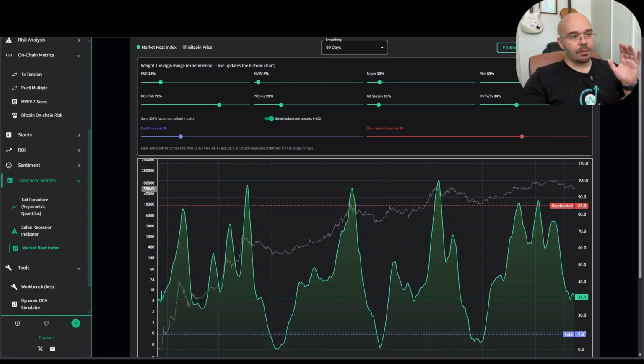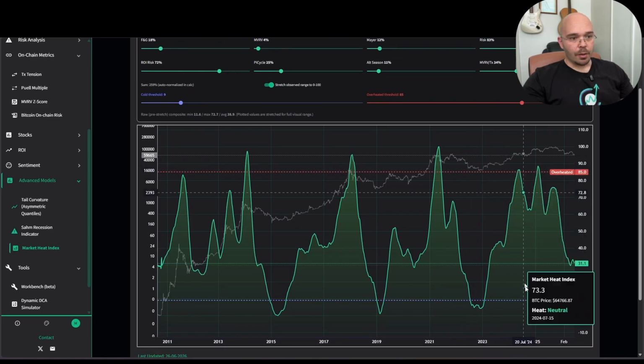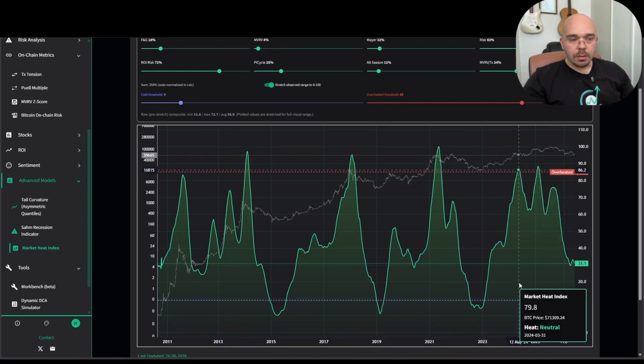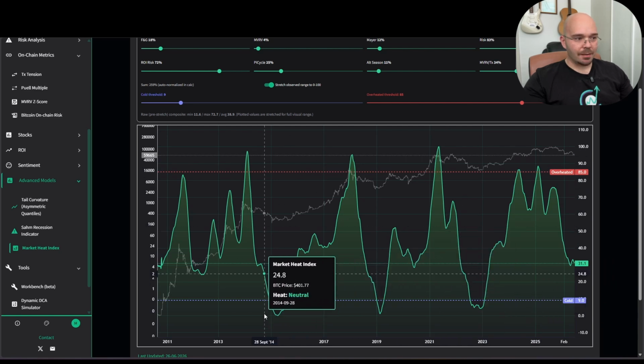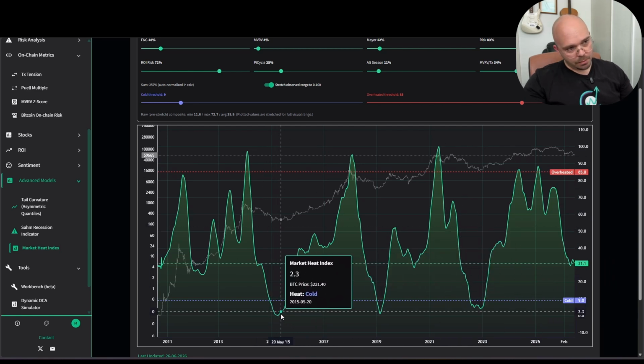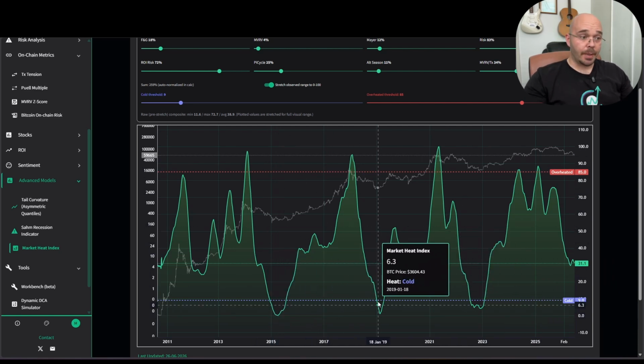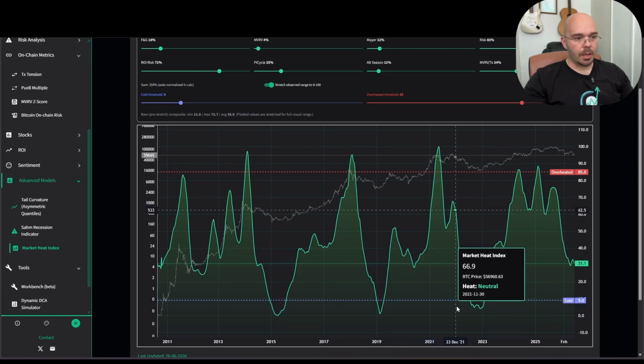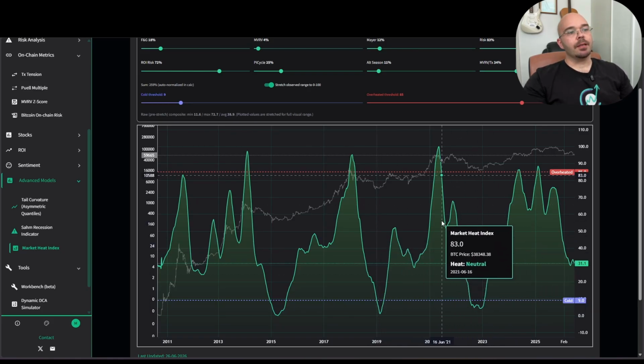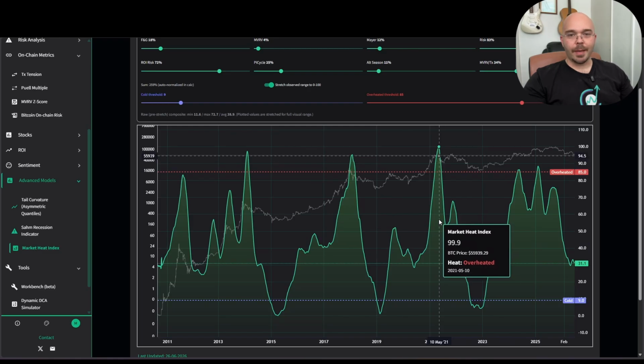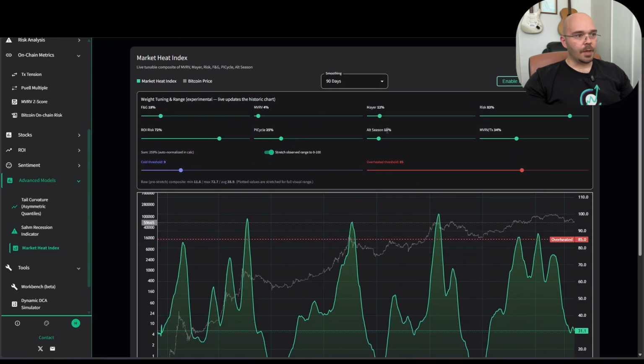And with this chart, you can set this up how you want it. You can adjust the overheated or cold levels of the market heat. And you can see obviously the troughs coincide with Bitcoin bear markets, and the peaks coincide with the peaks. Groundbreaking stuff. But yeah, you can adjust all this stuff, you can adjust the thresholds, and then it saves this data.